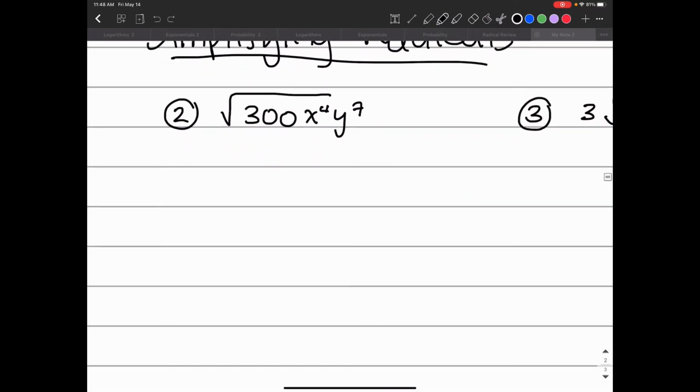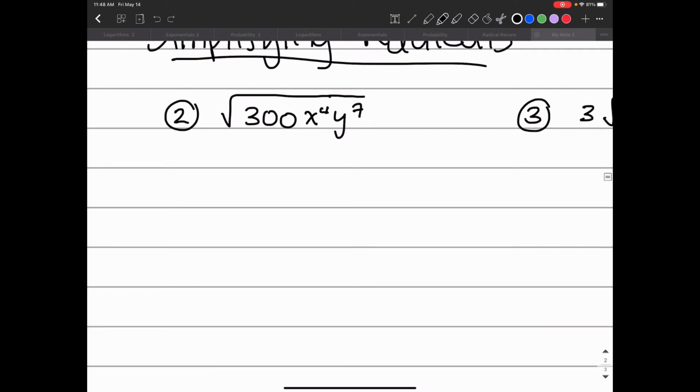For number 2, if I want to do the square root of 300, x to the 4th power, y to the 7th power, I want to look at all the different kinds of things separately. So I want to look at the numbers separate from the x's, separate from the y's. Looking at the 300 here, I know the biggest perfect square inside of that. Also, I'm taking out the biggest perfect squares again because I have the square root.